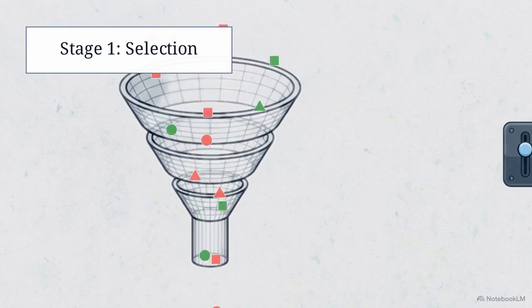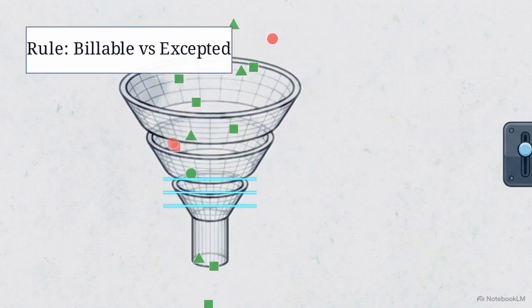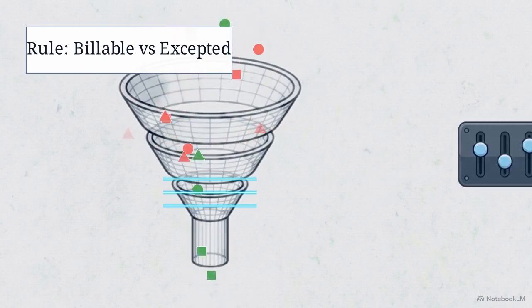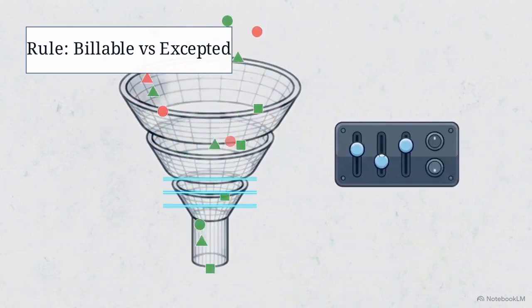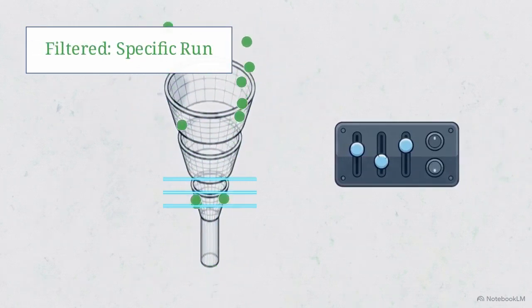This step answers the fundamental question of what exactly the system should bill right now. This is managed by the selection variant. Think of it as a programmatic filter scanning the database for items meeting specific criteria. Its primary rule is simple. It selects only items holding a billable status, actively rejecting anything marked raw or accepted.